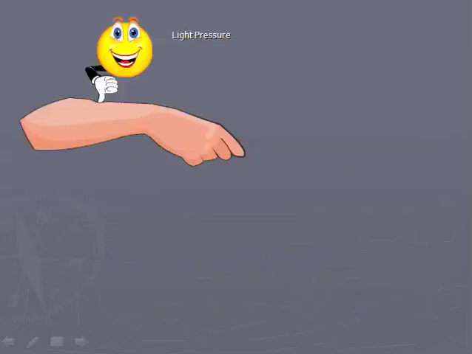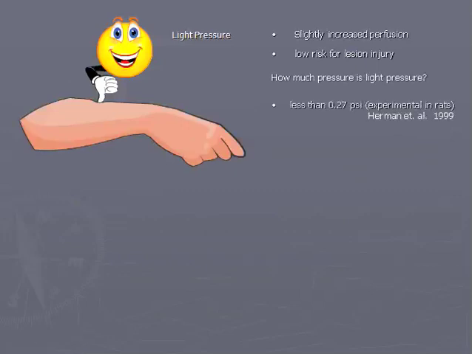Slide 31. Let's have a look at external pressure. Under light pressure, the results include slightly increased tissue perfusion and low risk for lesion injury. How much pressure is light pressure? Experimental models in rats indicate that pressure less than 0.27 pounds per square inch is light. Theoretical models indicate that pressure less than 0.48 pounds per square inch is light.